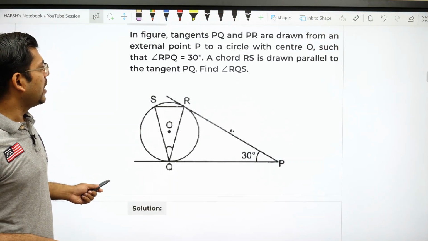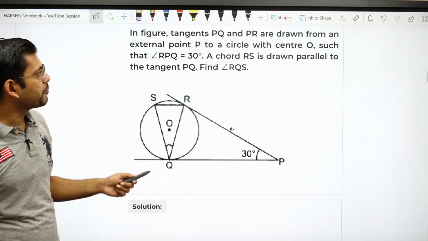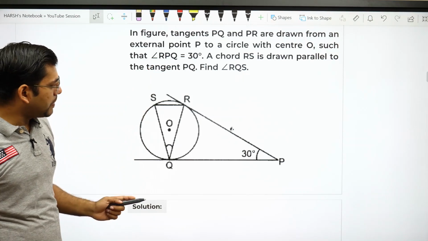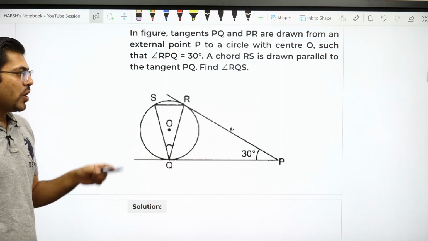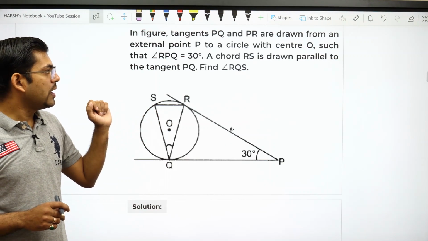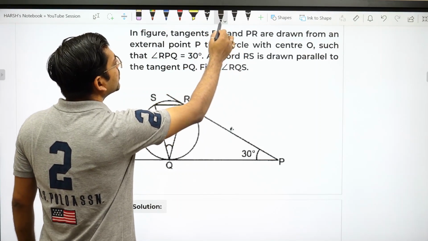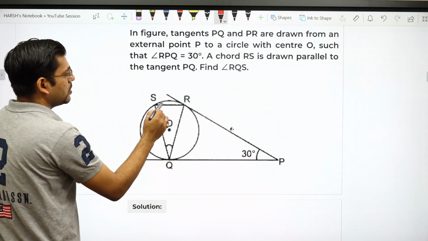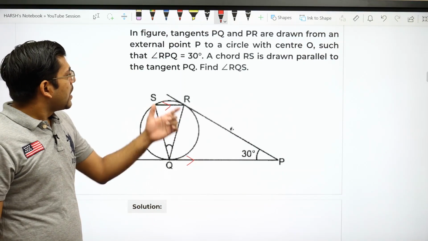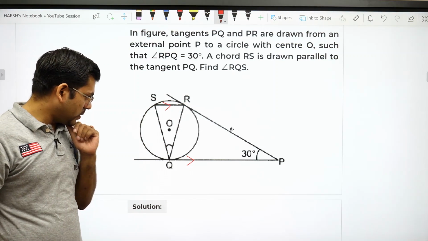Here goes the next question. In a figure, tangents PQ and PR are drawn from an external point P to a circle with center O, such that angle RPQ is 30 degree. A chord RS is drawn parallel to tangent PQ. Okay, they are parallel. So I'll just write it down, this line and this line are parallel. So now, once they are parallel, a chord RS parallel to tangent, find angle RQS. Okay, that's nice.